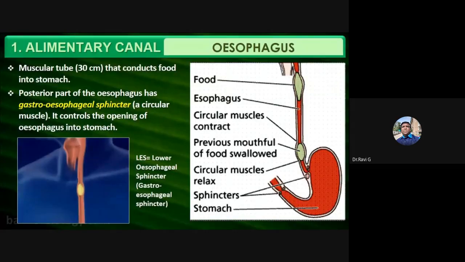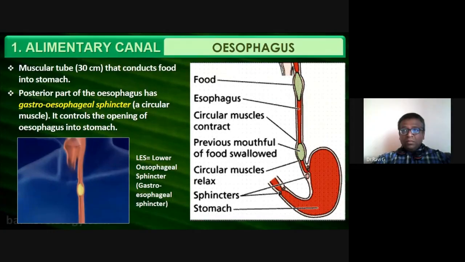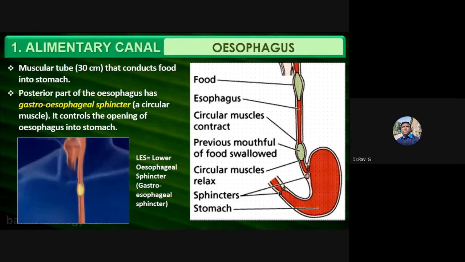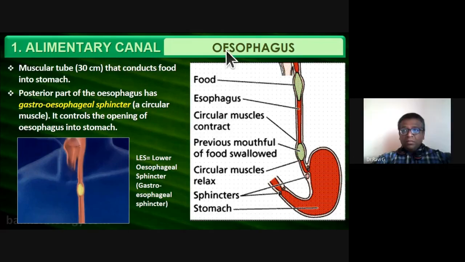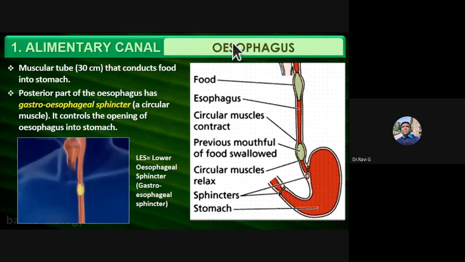Now, the esophagus is a muscular tube, around 30 centimeters in length, that conducts food into the stomach. Whenever you are writing esophagus, O is mandatory. Here some spelling mistakes are there, please don't look into that. Even though we pronounce it starting with E, the O is silent there, but O has to be written.